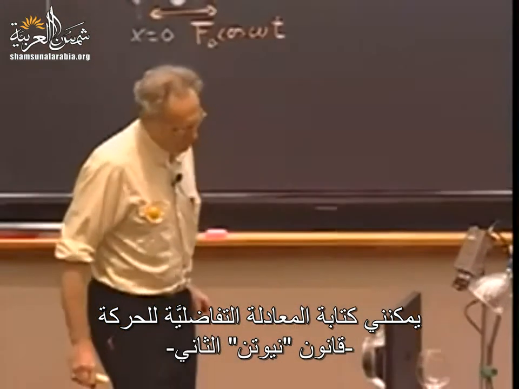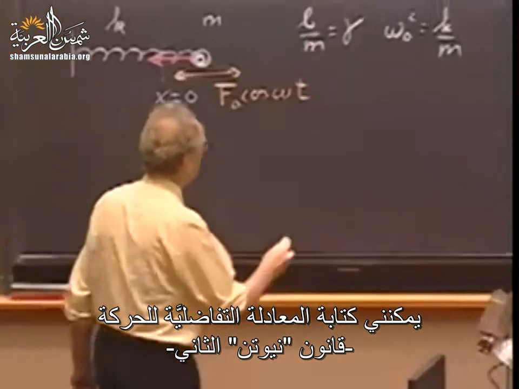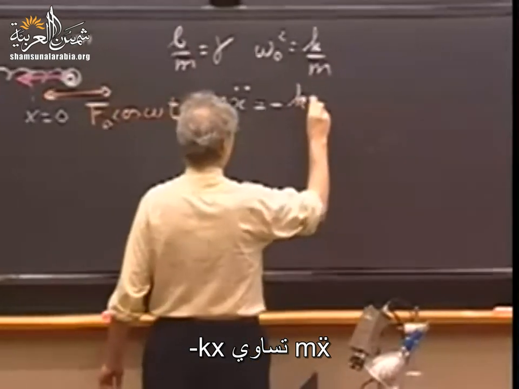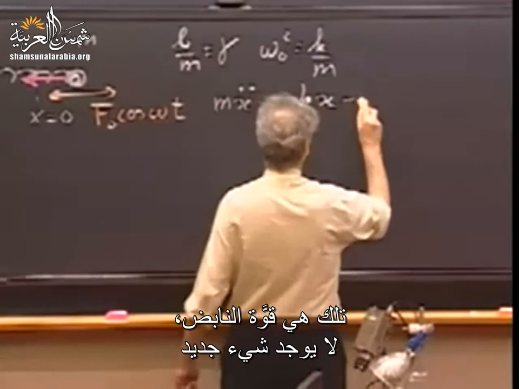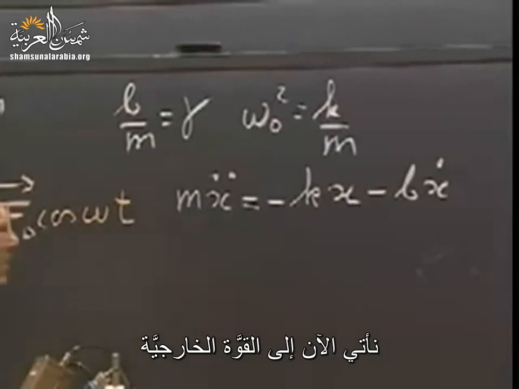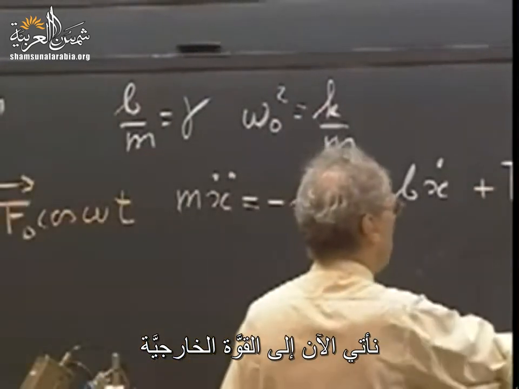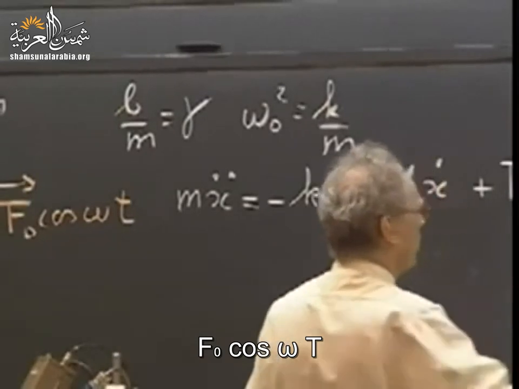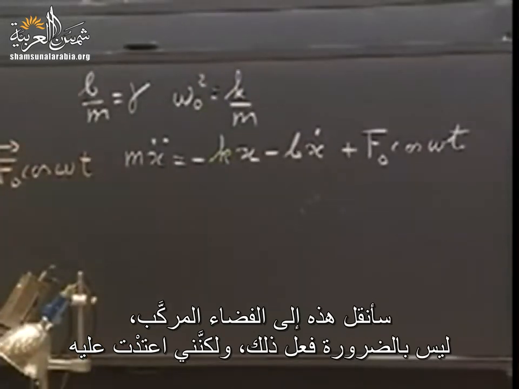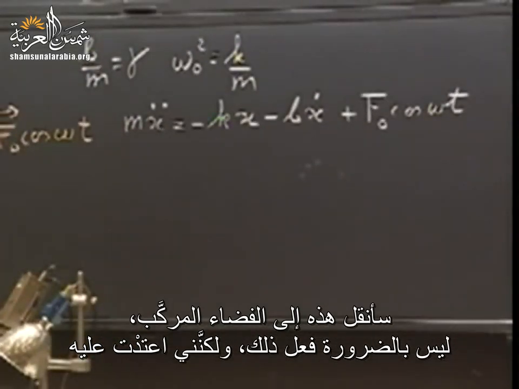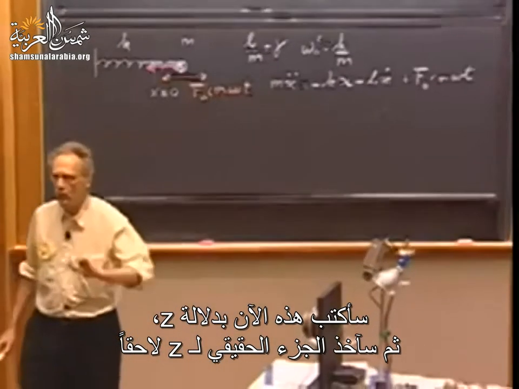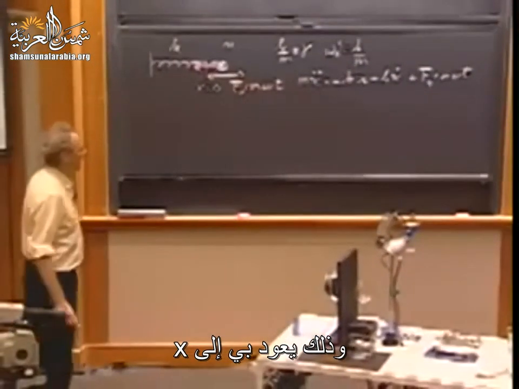So now I can write down the differential equation of motion, Newton's second law: m x double dot equals minus k x, nothing new, that's the spring force, minus b x dot, nothing new, that's the damping. But now comes this external force, F0 cosine omega t. What I'm going to do now is move this to the complex plane. Not that it is absolutely necessary, but I'm so used to that. So I'm going to write this in terms of a z, and then we take the real part of z later. That goes back to x.